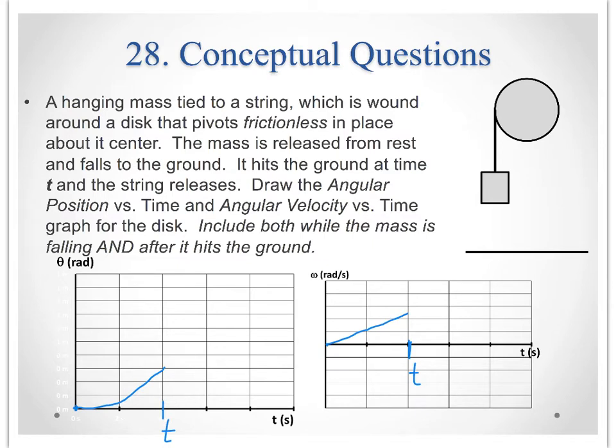Once time t hits, what ends up happening is our angular acceleration goes to 0, because there's no longer a torque causing it to accelerate, but it continues moving, right? It doesn't stop moving. This is really a Newton's first law thing. So it's just going to continue with a straight line, increasing its position, but no longer having an acceleration. And on the velocity versus time graph, it becomes a horizontal line.